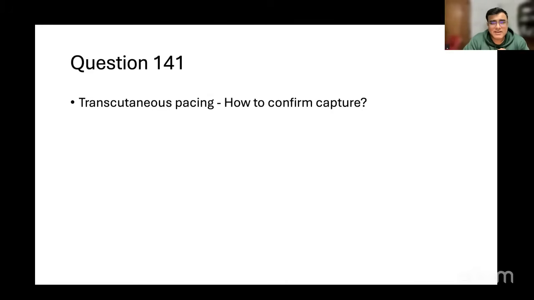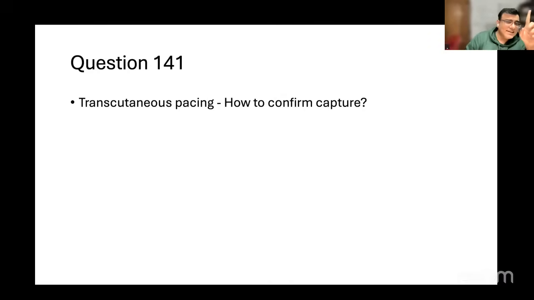Transcutaneous pacing, how to confirm capture. So you will see a pacing spike followed by a wide QRS complex. So electrical with mechanical coupling should be there. Okay. So you are seeing electrical ECG evidence, which is a pacing spike followed by a wider QRS complex. You should also feel a pulse at that point of time. That is electrical mechanical coupling.